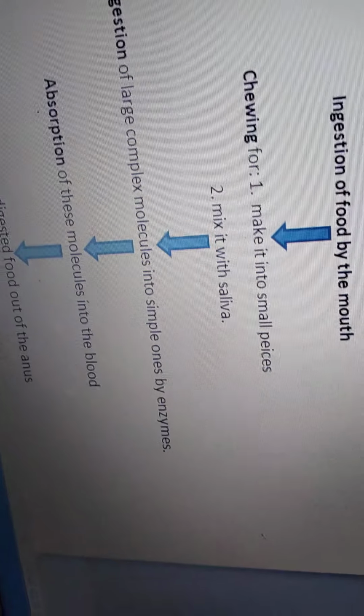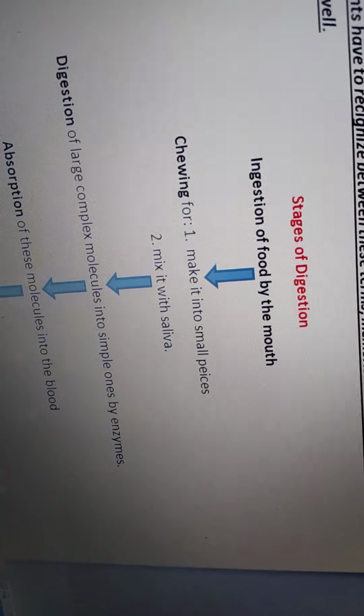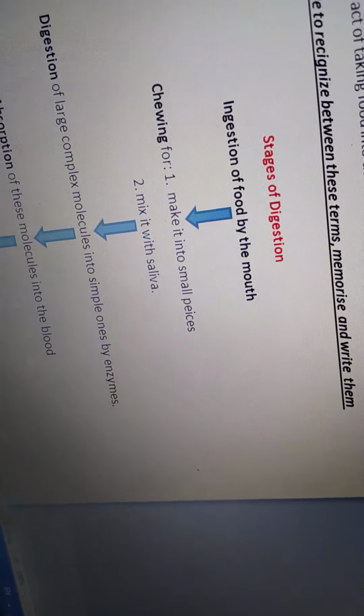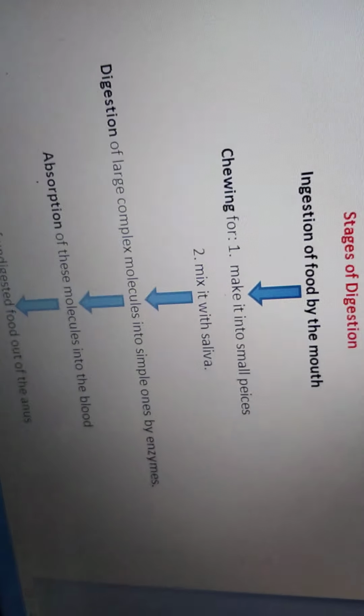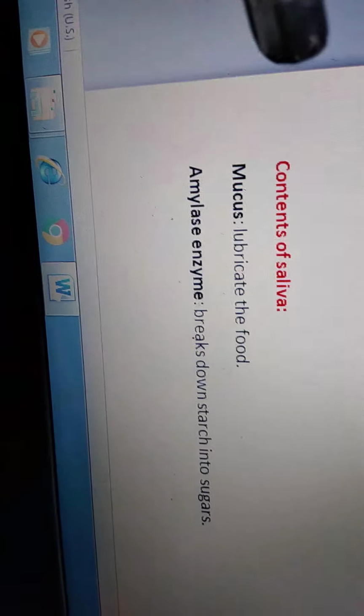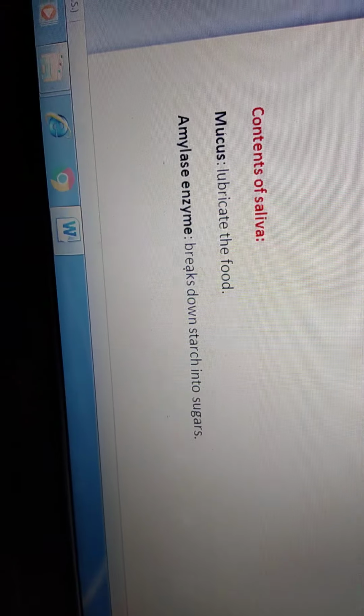Also, chewing helps in mixing the food with saliva. Okay? You know saliva, it's the watery liquid secreted by the salivary glands in our mouth. This saliva consists of two components, as you see: mucus and amylase enzyme. Mucus lubricates the food, while amylase enzyme breaks down starch into simple sugars. So you have to know the components of saliva and the function of each one. Mucus lubricates the food.